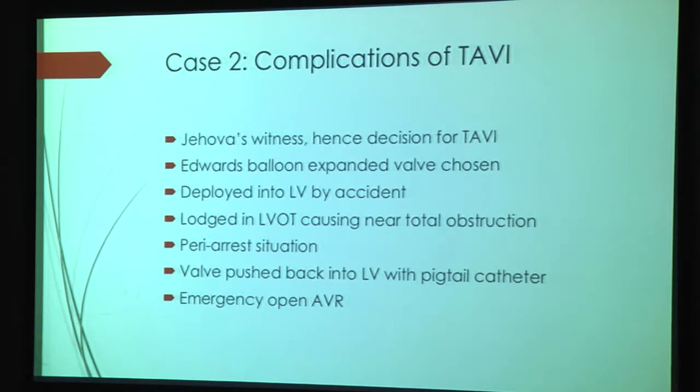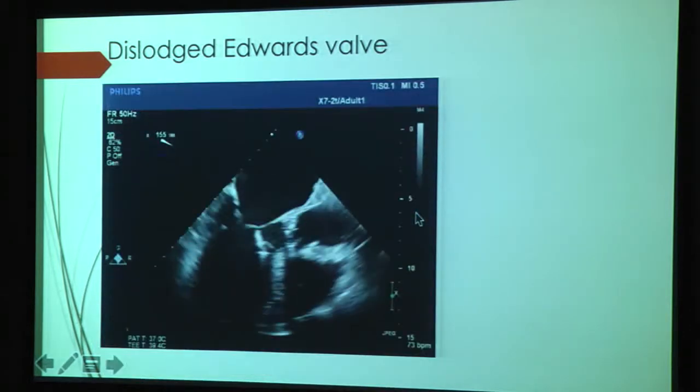The next case, we have a TAVI lab. Every now and then they run into trouble and we get involved. This was a patient who was a Jehovah's Witness, decided to go for TAVI to reduce the risk of blood transfusion, and had an Edwards valve inserted. Something went wrong. It was deployed prematurely. It flipped into the LVOT and into the LV and caused problems. So let's see how that looks.